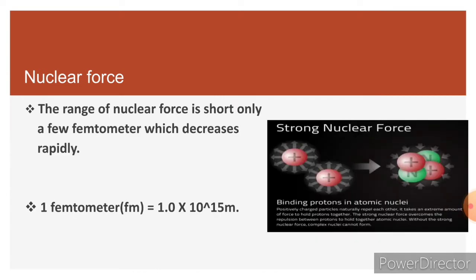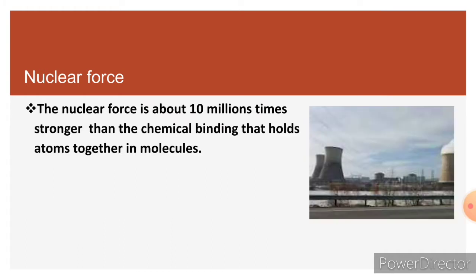The range of the nuclear force is short, a few femtometers, and it decreases rapidly. The nuclear force is powerfully attractive between nucleons at a distance of about 1 femtometer. 1 femtometer means 1.0 times 10 raised to minus 15 meter, but it decreases rapidly to insignificance at distances beyond about 2.5 femtometers. At distances less than 0.7 femtometer, the nuclear force becomes repulsive.